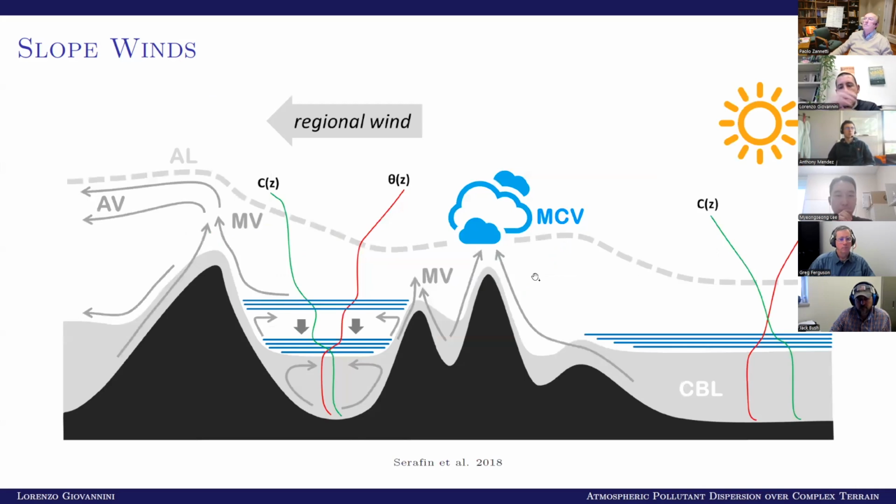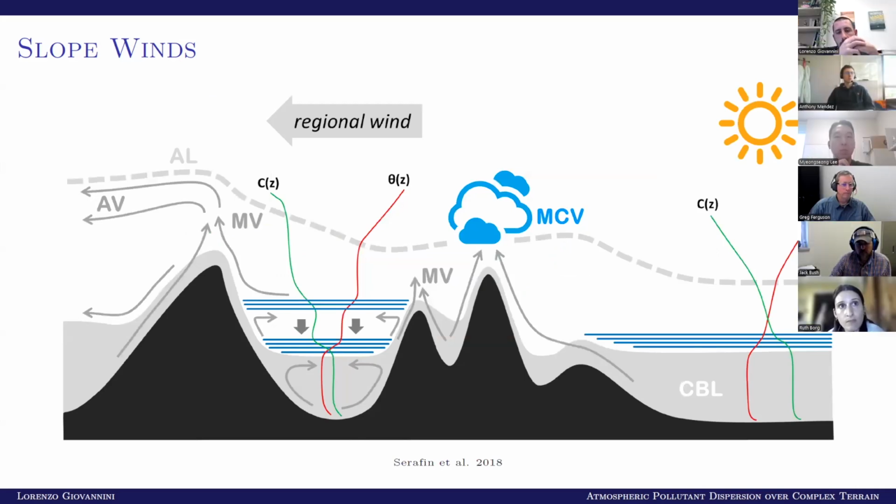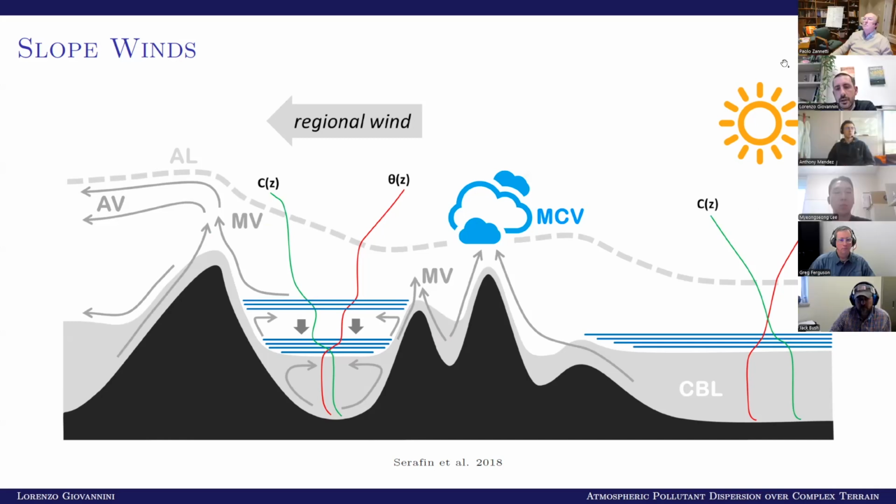And so if we want to sum up what we have seen related to these slope winds, during the day we usually have the development of this upslope circulation, which can then transport pollutants from the valley floor, for example, towards the upper parts of the mountains.